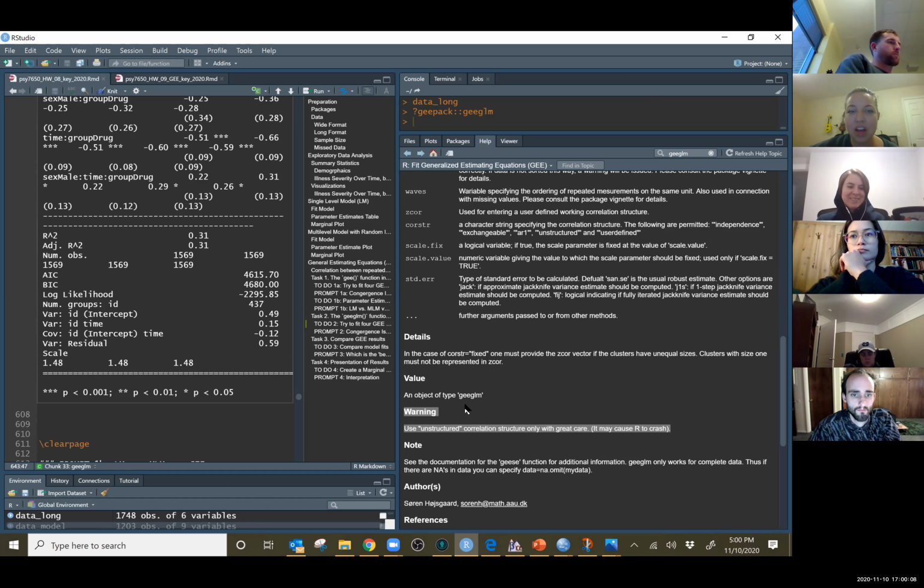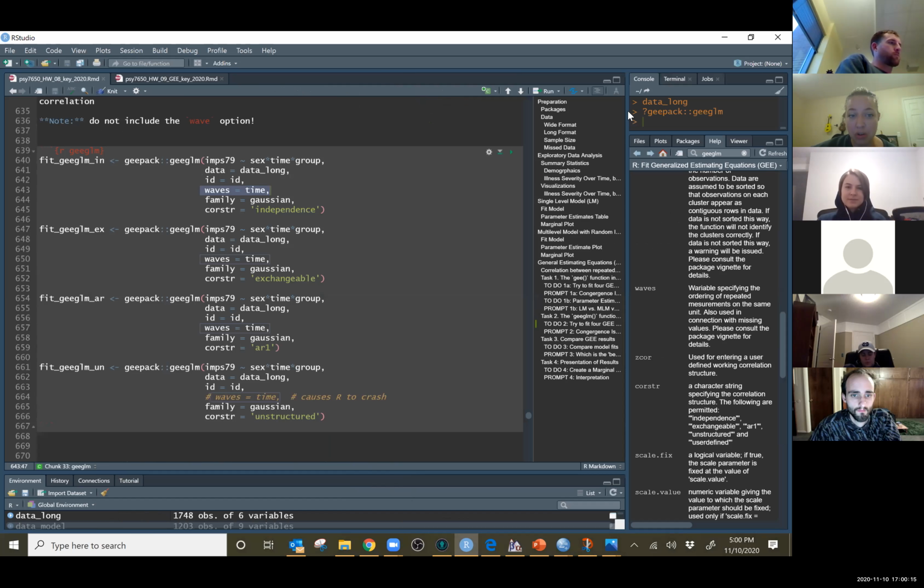Yeah, I just restarted my session. So yeah. And there's no way to get around it. I don't know exactly why it's doing it, just that that's a known issue. So when you do the unstructured, you need to not include the waves in there. Now, technically, you should have either the waves in there, waves equals time, or you should have your data set so that it has missing lines. So everybody has line 1, 2, 3, 4, even if some of them are missing, and having the outcome be NA on those missing ones.